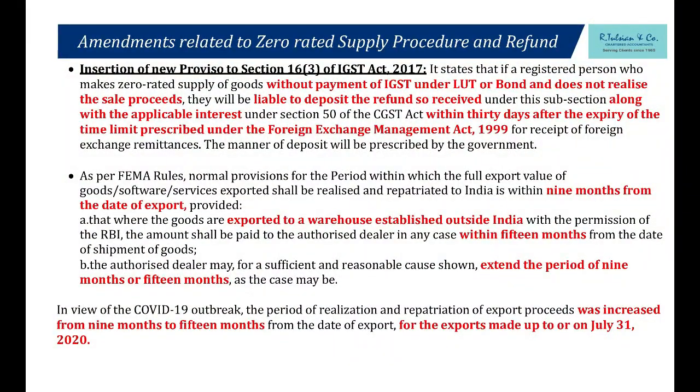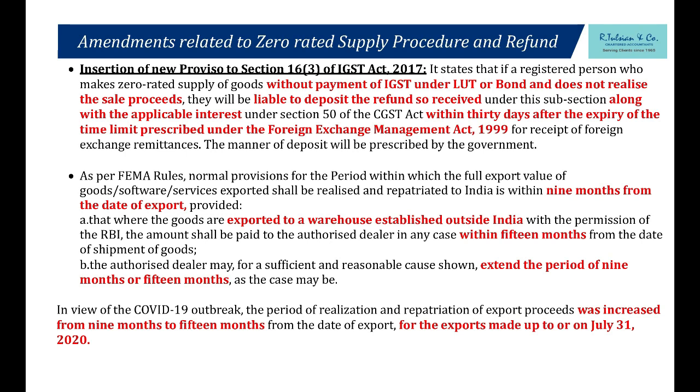Again, this mentions the same thing: when you are exporting goods, you expect the full value of export to be realized within 9 months. The time period mentioned in FEMA, the Foreign Exchange Management Act, is 9 months. When you are exporting goods, you expect the foreign exchange to come in 9 months. If it does not come in 9 months, then what do you have to do? You will have to pay back the refund along with applicable interest. So this particular insertion of a new proviso mentions this only.